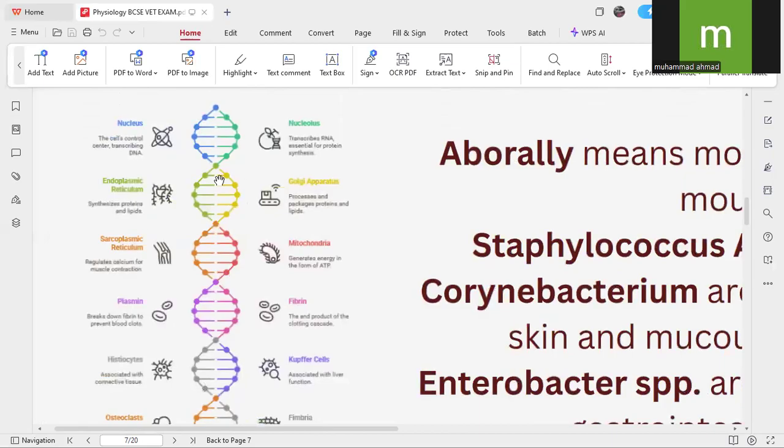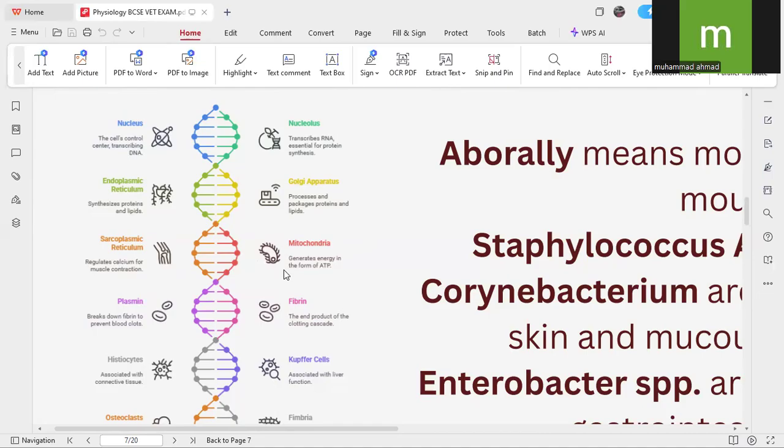There are different functions. Let's discuss one by one of the cellular components like nucleus. The cell control center, transcribing DNA. Nucleolus transcribes RNA essential for the protein synthesis. Endoplasmic reticulum synthesizes protein and the lipids. Golgi apparatus processes and packages protein and lipid. Sarcoplasmic reticulum regulates calcium for the muscle contraction. Mitochondria generate energy in the form of the ATP.